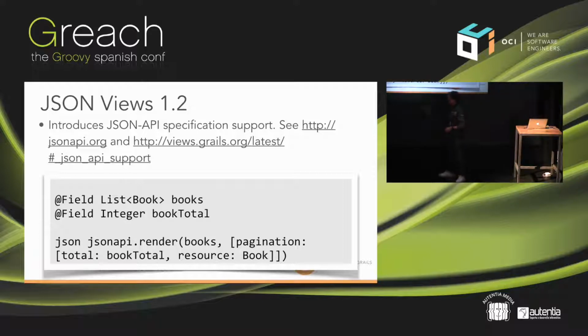And there's a JSON API object which you can use and call render, and it will automatically produce the right response for you. It does things like pagination and so forth. So if you're interested in using JSON API instead of using HAL as your standard format, that is now possible with the release candidate of JSON Views 1.2 that just came out.